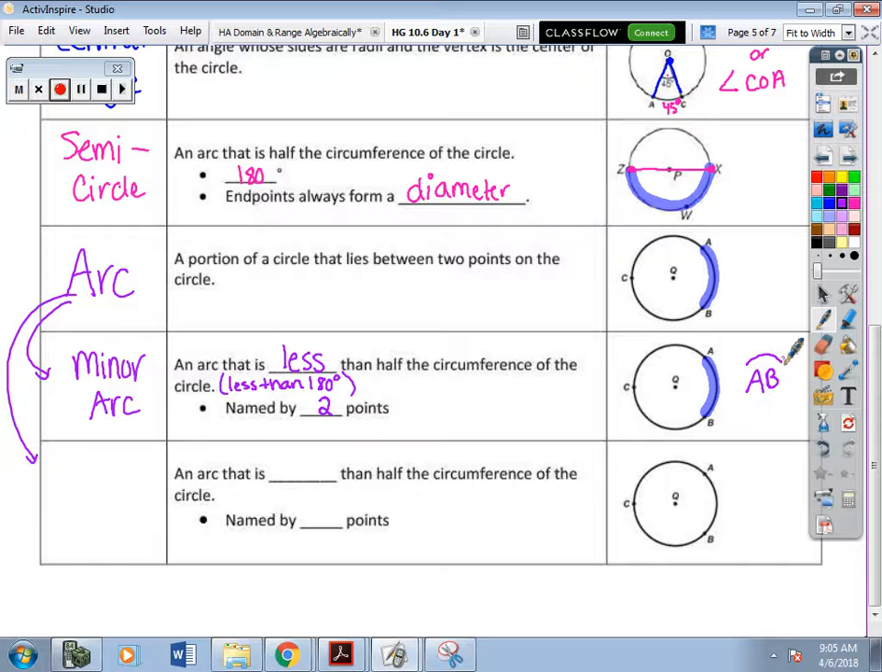Now the reason that you'll specify with only 2 letters, technically, if you think about it, AB could be this whole thing too, because if you go counterclockwise, that's going to be called a major arc because it's over half of the circumference, over 180 degrees. So those are called major arcs, and we're going to name those using 3 letters so that you can differentiate between the 2.